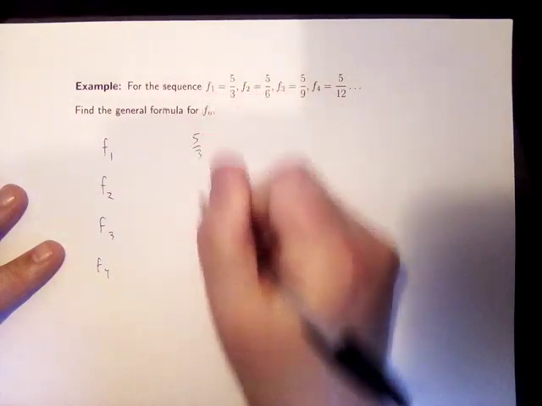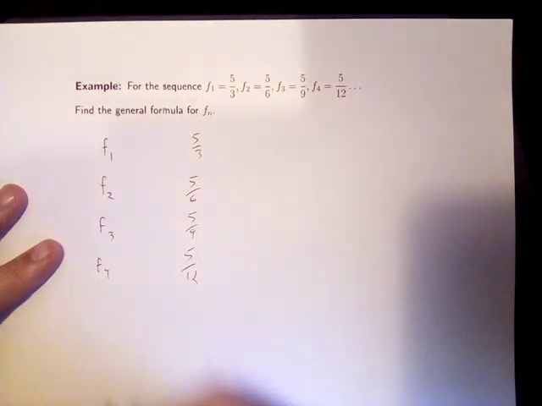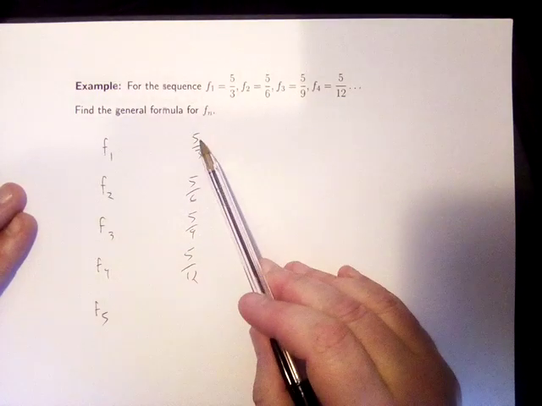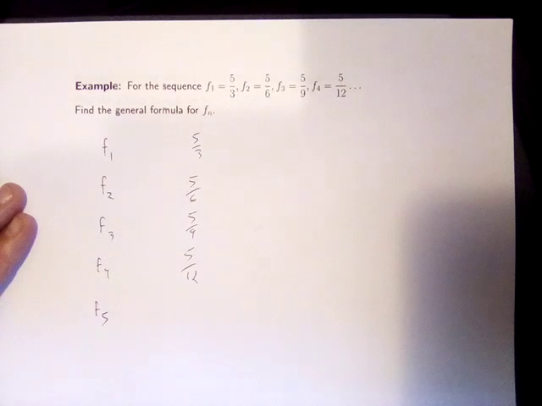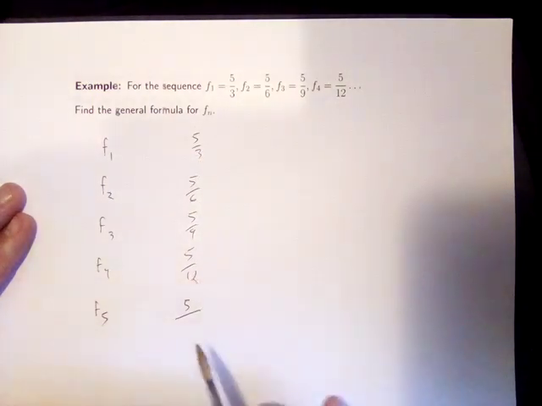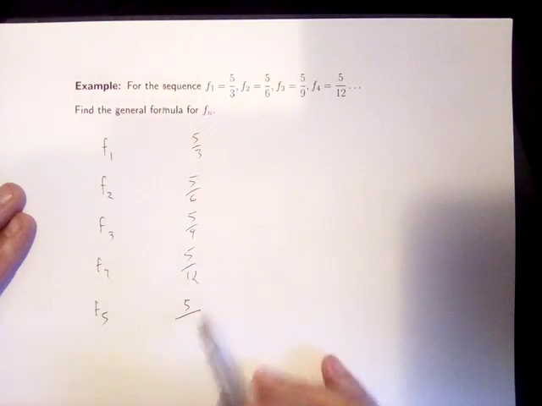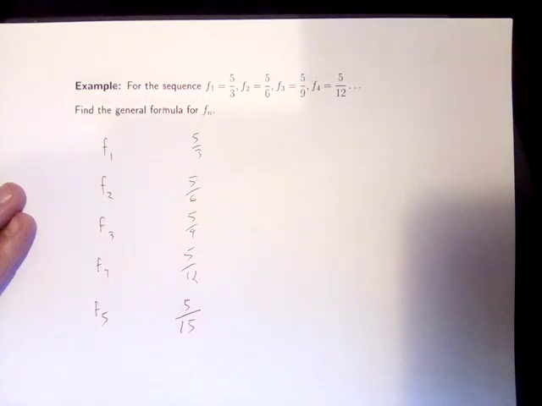5/3, 5/6, 5/9, 5/12. We might want to start by making some predictions. One thing that I notice here is that every single term of my sequence is a fraction, and every single term has 5 as the numerator. So I'm predicting that the fifth term of the sequence should have 5 as the numerator as well. I'm looking at my denominators, 3, 6, 9, 12. Each denominator increases by 3, so I'm expecting the next one to be going up from 12 to 15.